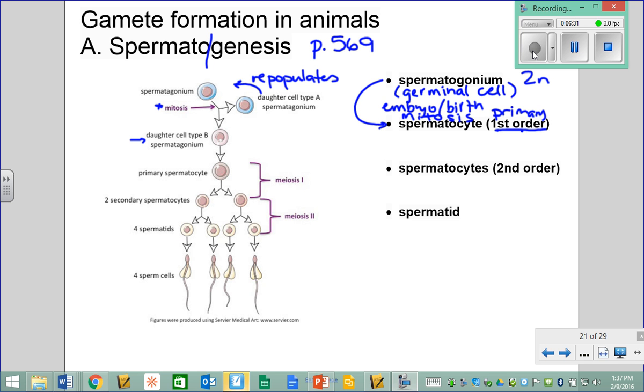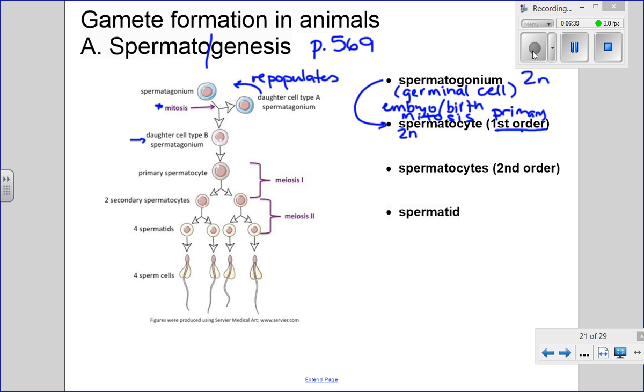Now after that, we have our primary or first order spermatocyte. This primary or first order spermatocyte would also be diploid, right? It hasn't undergone meiosis yet. This cell is going to undergo meiosis 1. And this part of spermatogenesis occurs once we have puberty happening. So it's not until puberty hits that this part of dividing is actually occurring.